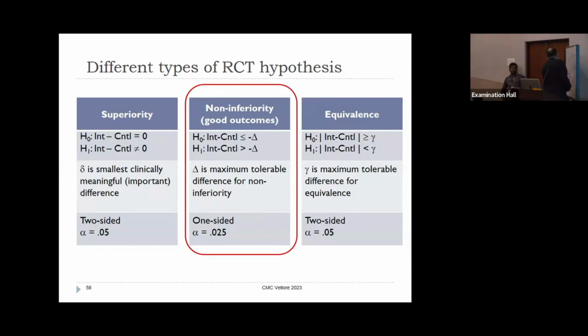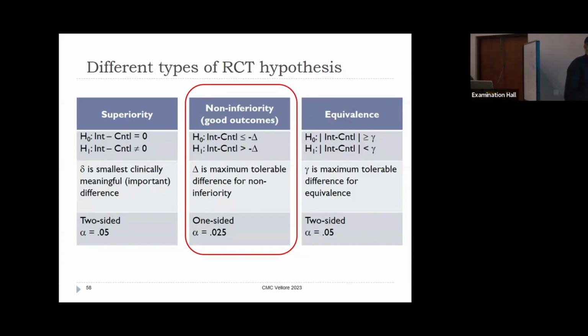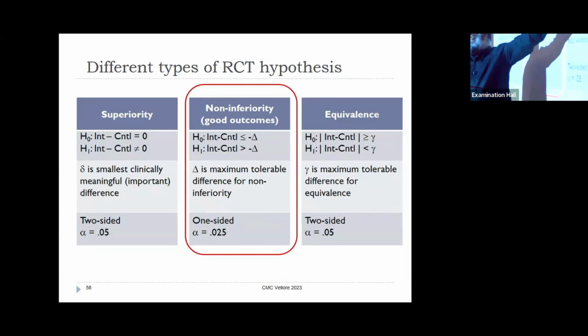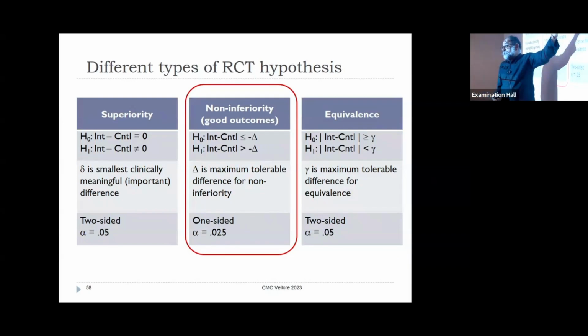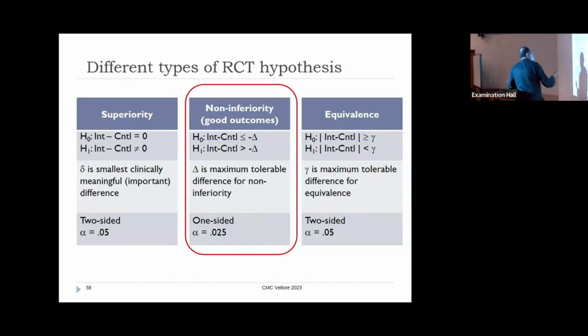So the equivalence here is to be very similar. So now your delta, or you have a gamma, is 1%, while your delta here was 5%. To show something is equivalent, you want it to be very, very close. Okay? And you'll see when we do the sample size, that this being small makes the equivalent studies very big, sample size wise. Okay? Again, people don't do that.